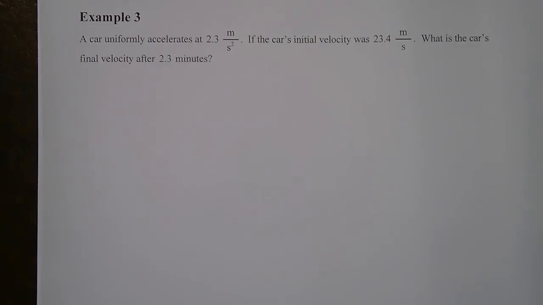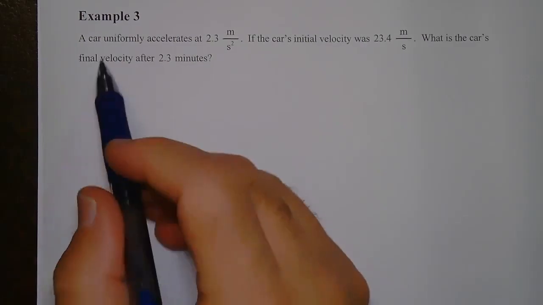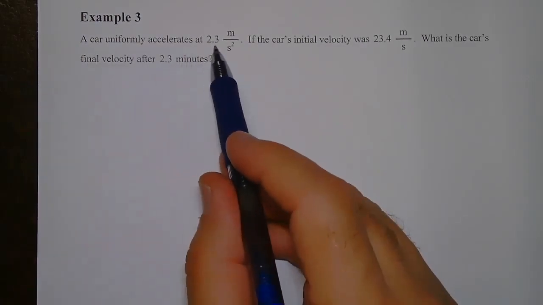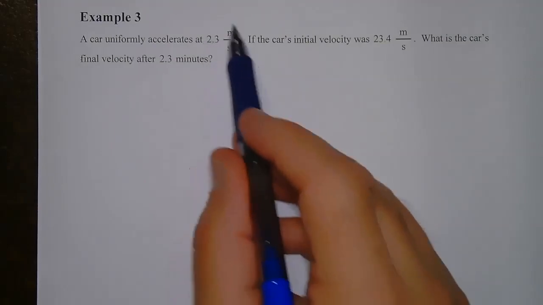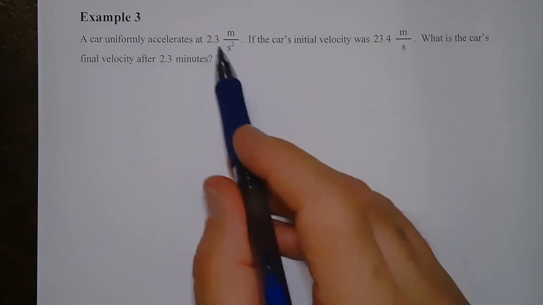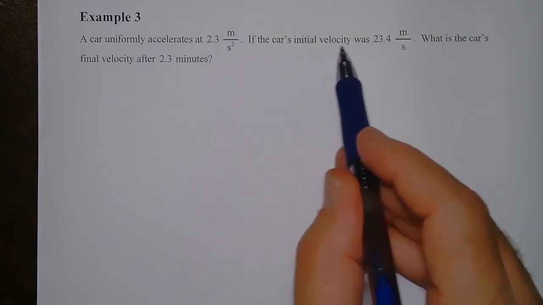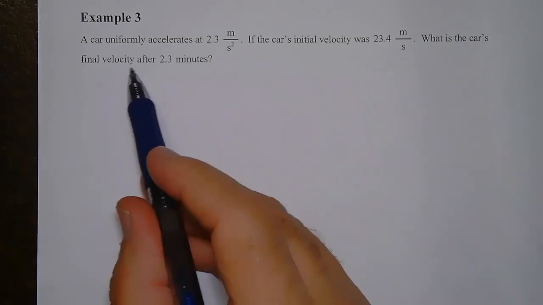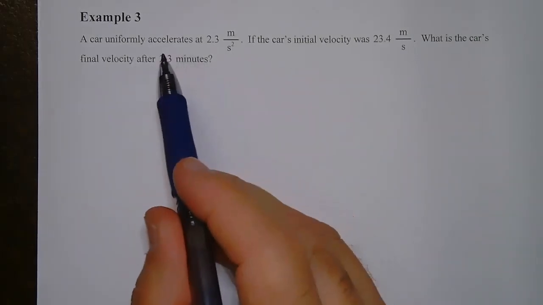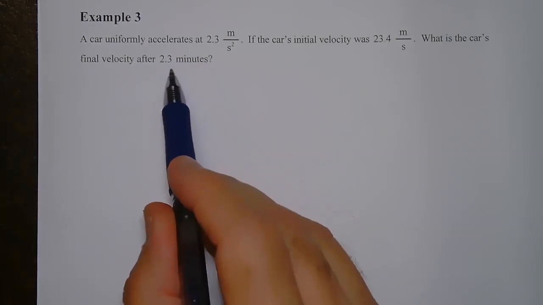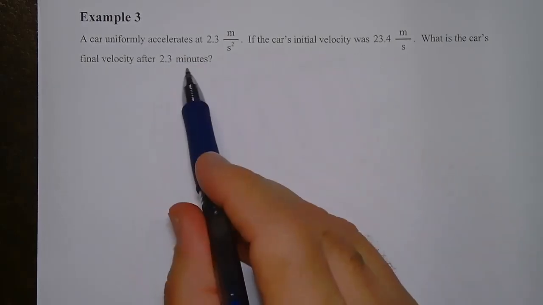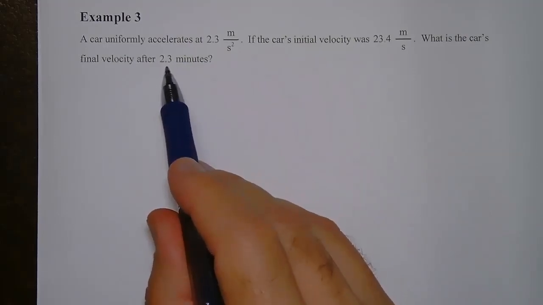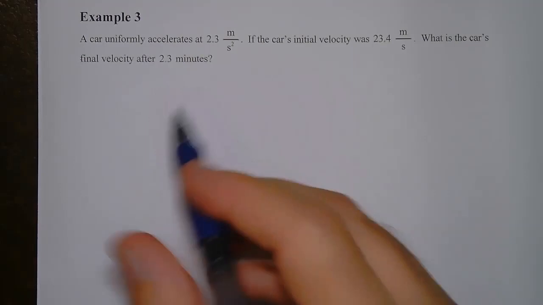So I wanted to throw this problem in here because we're going to have to do some converting of units. And we have to realize when we need to do this. So a car uniformly accelerates at 2.3 meters per second squared. So that's my average acceleration, that's my a. If the car's initial velocity was 23.4 meters per second, what is the car's final velocity after 2.3 minutes? And this is the kicker. This is what you should realize. Wait, this is all in seconds and this is in minutes. So I need to convert this to seconds. Okay, so let's do that.